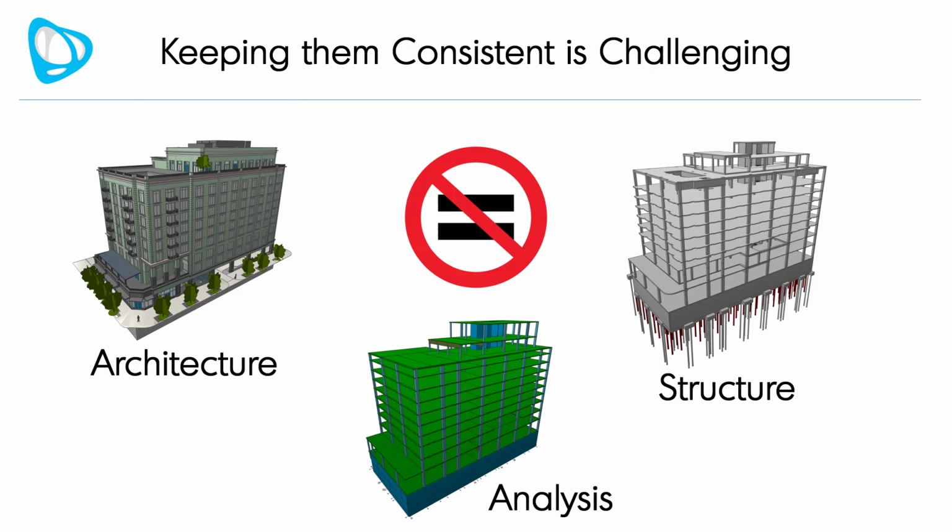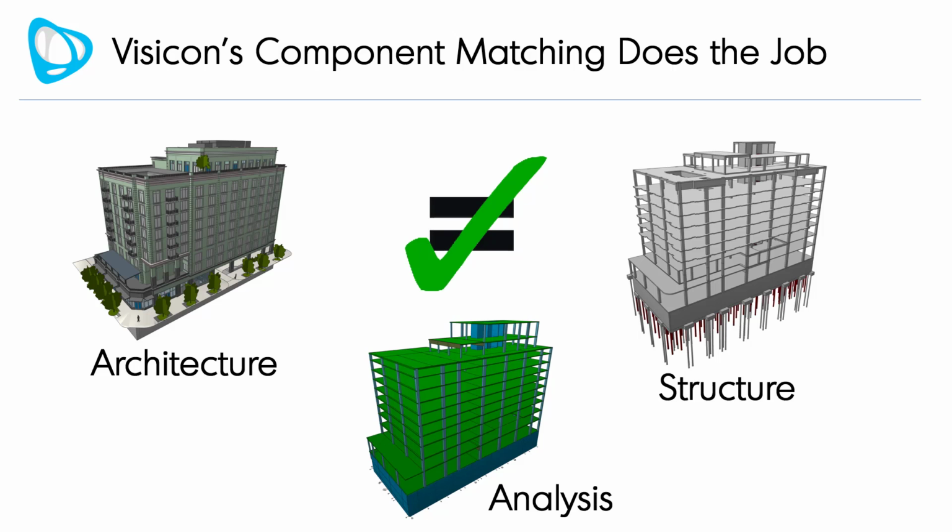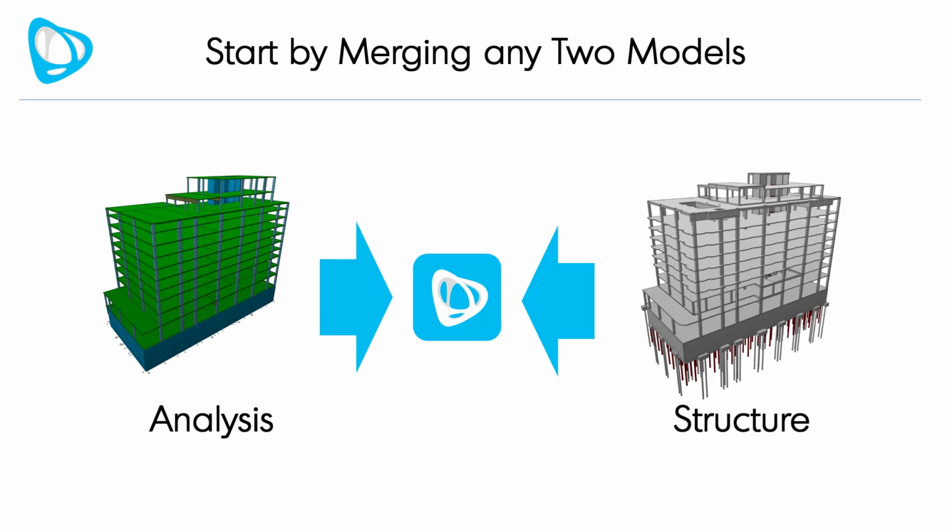So in conclusion, we're recognizing that we have all of these differently developed models, and trying to keep the actual design intent parameters consistent is pretty challenging. That's really where Visicon's component matching tool comes into play. So how does it work?